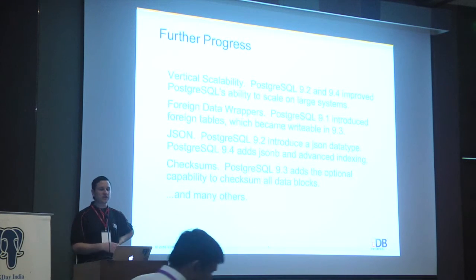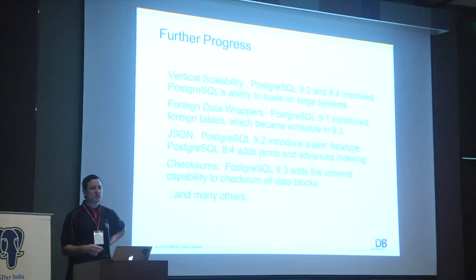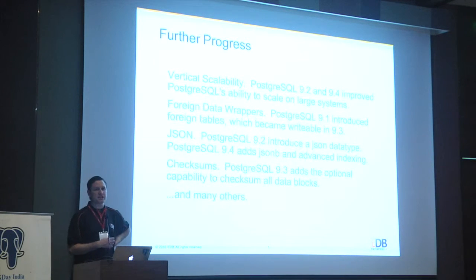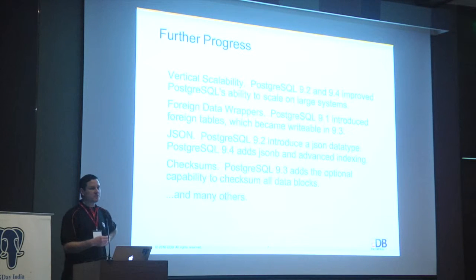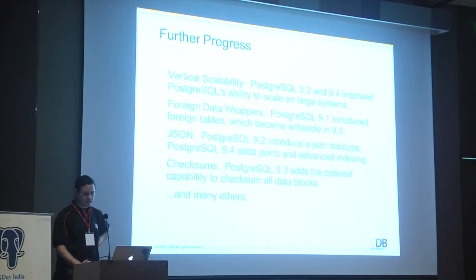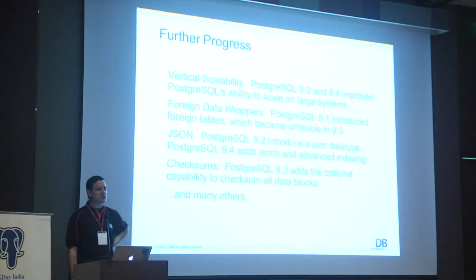In PostgreSQL 9.2 and in 9.4, we really made significant improvements to PostgreSQL's ability to scale on large systems. The performance when you just run one query at a time was about the same in 9.0 as it is today. But when you ran many queries at the same time, 9.0 didn't look so good. We've made big improvements there. Foreign data wrappers came in with 9.1. They became writable in 9.3. Postgres FDW started shipping in the core of the system.